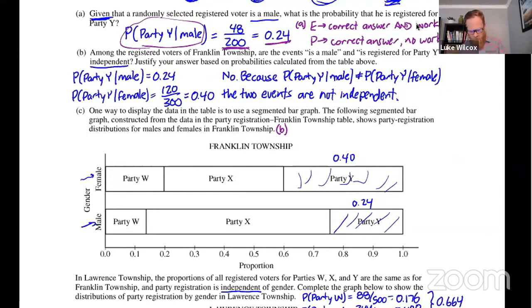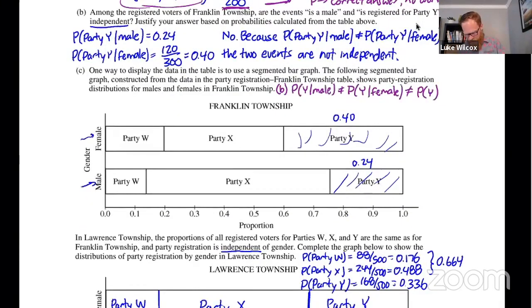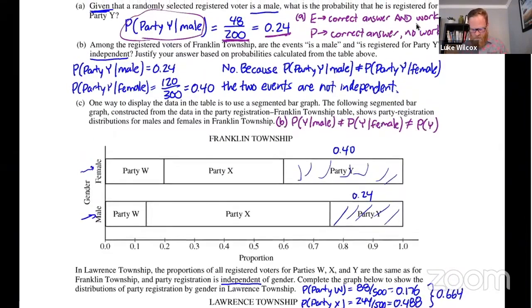So here's the important thing to know for this rubric. There are 3 different probabilities that could have been used in order to answer this question. We looked at the probability of party Y given that they are a male, and we compared that to the probability that they are party Y given that they're a female. The other probability that could have been used to compare to either one of those is just the overall probability of Y, which we did calculate down here as 0.336.